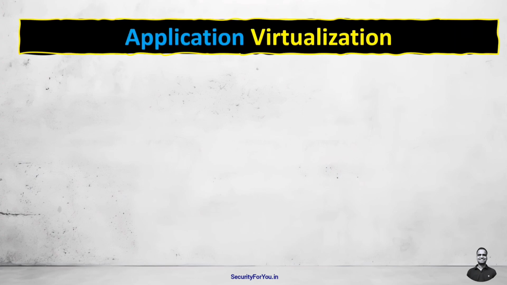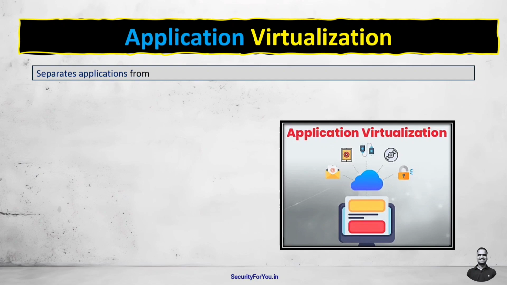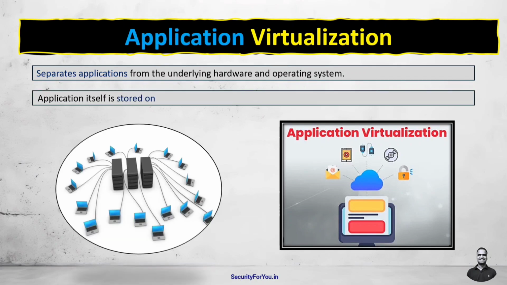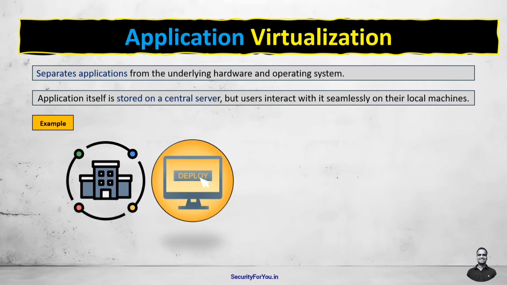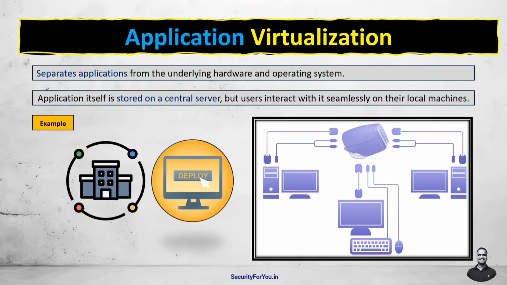Next is application virtualization. Application virtualization separates applications from the underlying hardware and operating system. The application itself is stored on the central server, but users interact with it seamlessly on their local machines. For example, an organization needs to deploy a specific design software to all its employees. Traditionally, they would install the software on each machine individually.